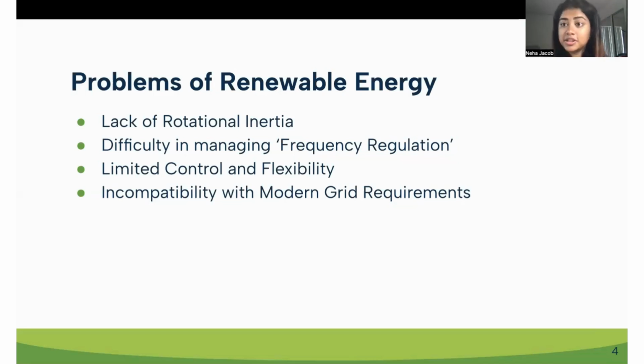However, due to the lack of rotational inertia, they're not as quick to respond to any fluctuations, which results in issues like blackouts. And with this difficulty in managing these fluctuations, limited control and flexibility, it becomes really difficult to implement these into our modern grid requirements.